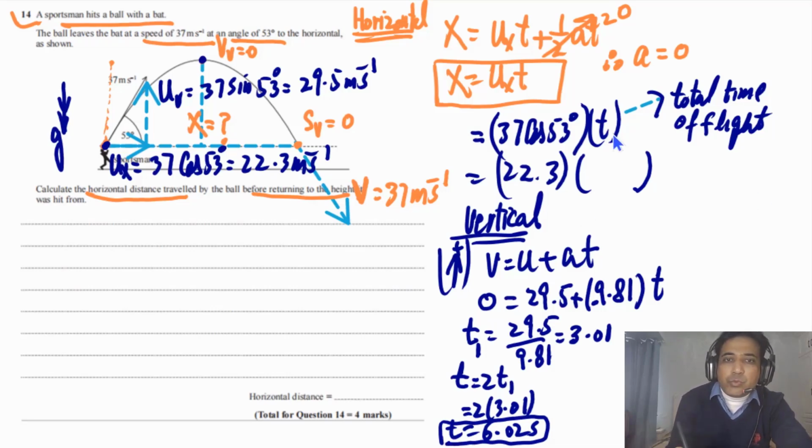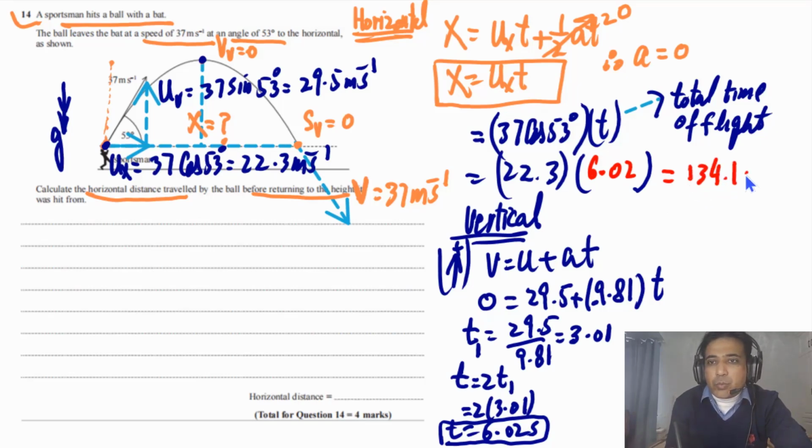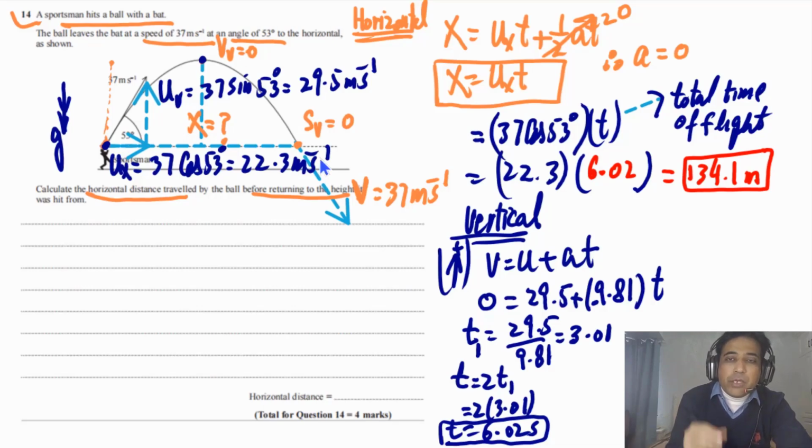Now simply we need to write down here total time taken, that is equal to 6.02. And if we solve this one, we will get 134.1 meters. So this is our final answer. This is how you need to answer projectile motion problems. I hope this one is clear to you. So always write down what kind of information you can get from the given data and from the graph, and then just use the formula, that's all. And be careful with directions. In this case we have taken up as positive, so a has to be negative.